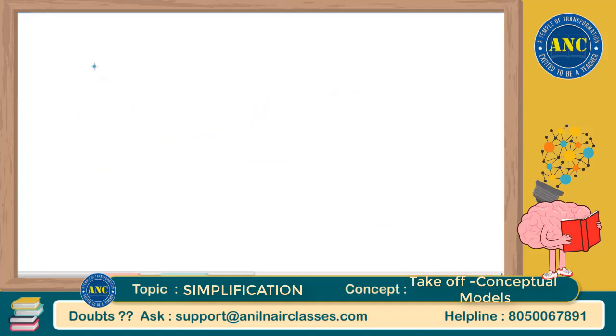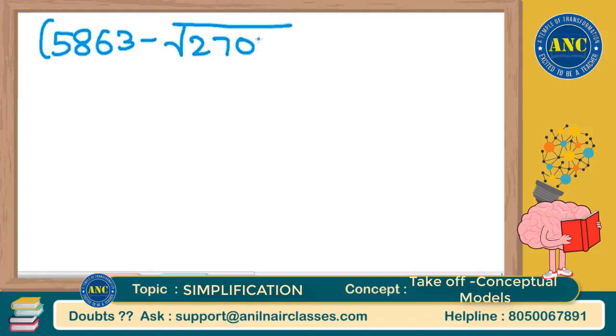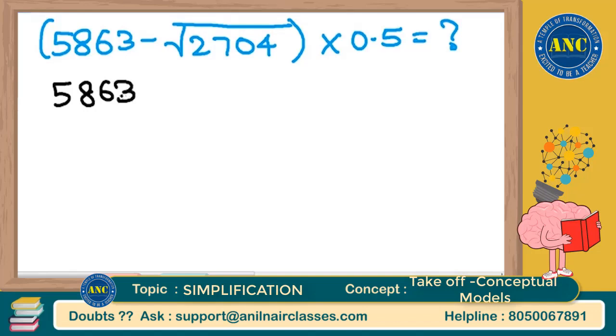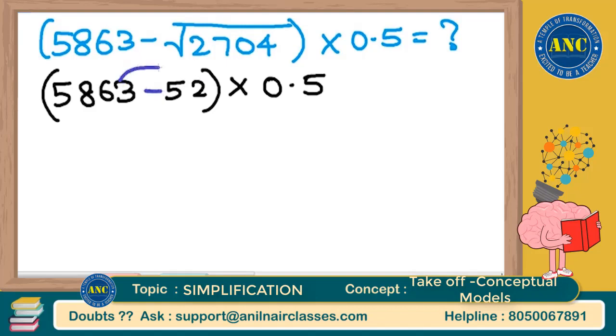Idea clear, sir? Suppose for example 5863 minus square root of 2704 into 0.5 is equal to question mark. Same logic I will implement. Square root of 2704 I already taught you, which I will not teach you again, into 0.5. Now same logic again I will implement. Anyway, this is not that difficult because 63 minus 52 is 11.